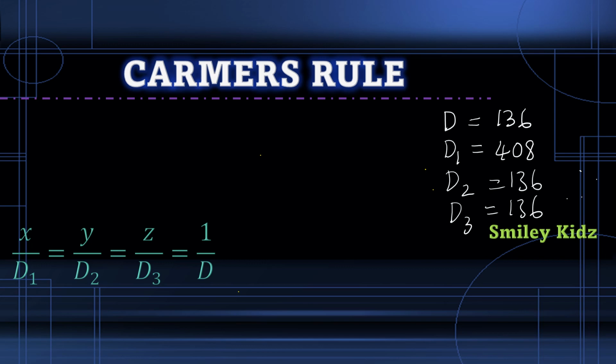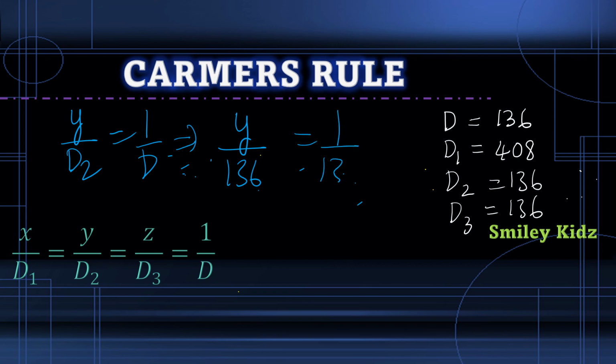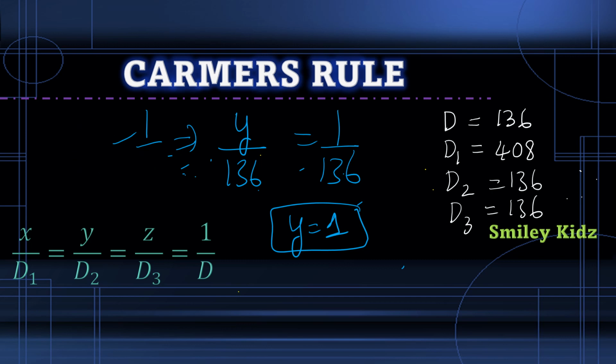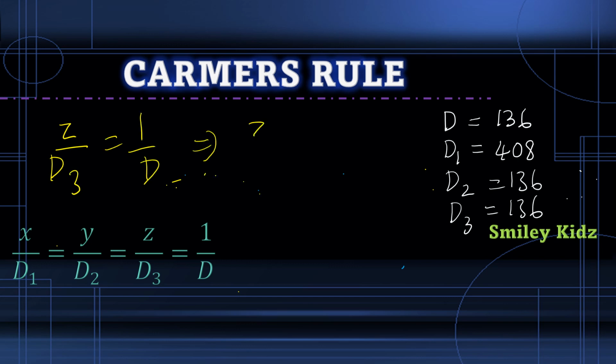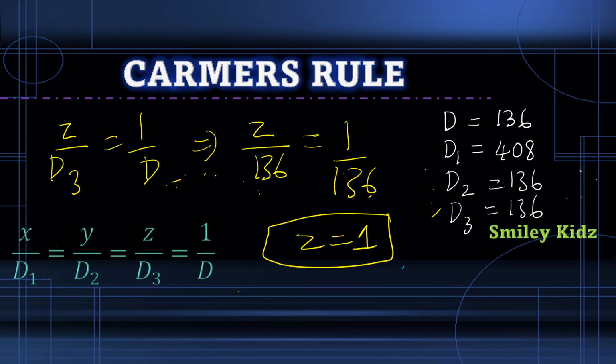Now Y by D2 is equal to 1 by D. Let me substitute the values. Here I'm going to have Y by 136 is equal to 1 by 136. So here Y will be equal to 1, because 136 upon 136 will be 1. So Y is equal to 1. Now let's find out Z. Z by D3 is equal to 1 by D. Now that is going to be Z by 136 is equal to 1 by 136. Again, here Z is equal to 1, because 136 upon 136 is 1.